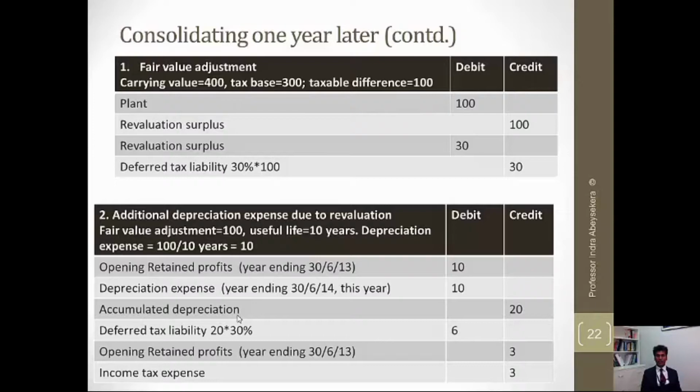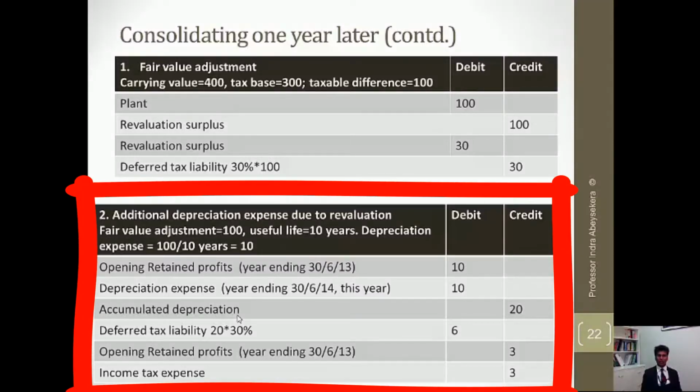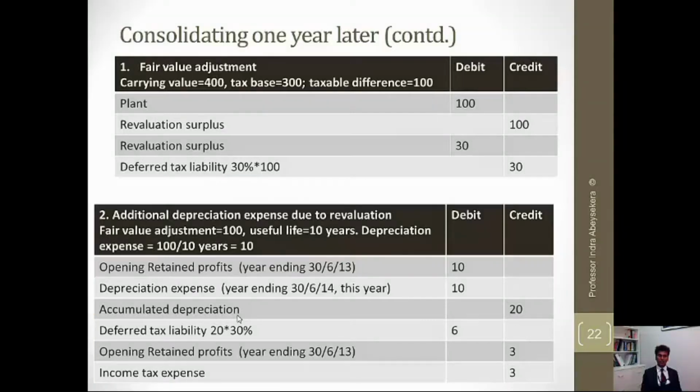We can see accumulated depreciation 20 has decreased the asset value. That means it has decreased the deferred tax liability. 30% of 20 is 6. So our journal entries: debit opening retained profits 10, debit depreciation expense 10, credit accumulated depreciation 20, debit deferred tax liability 6, credit opening retained profits 3, credit income tax expense 3.